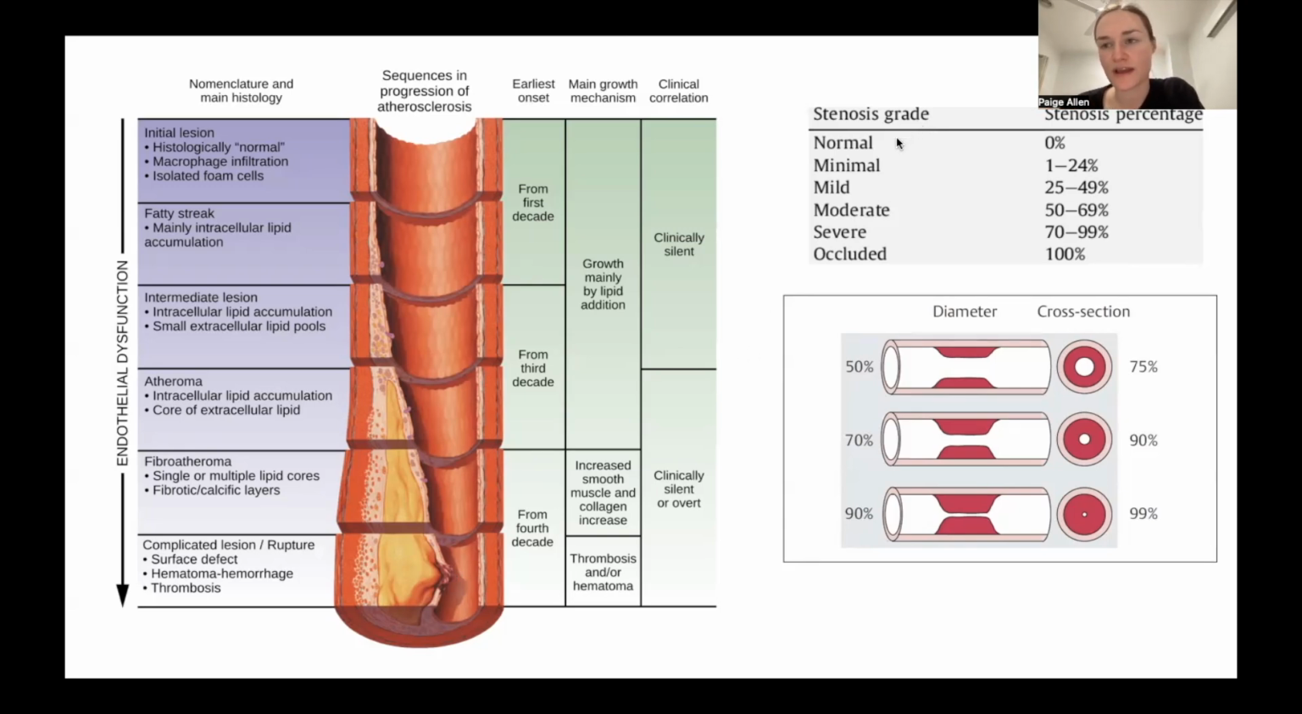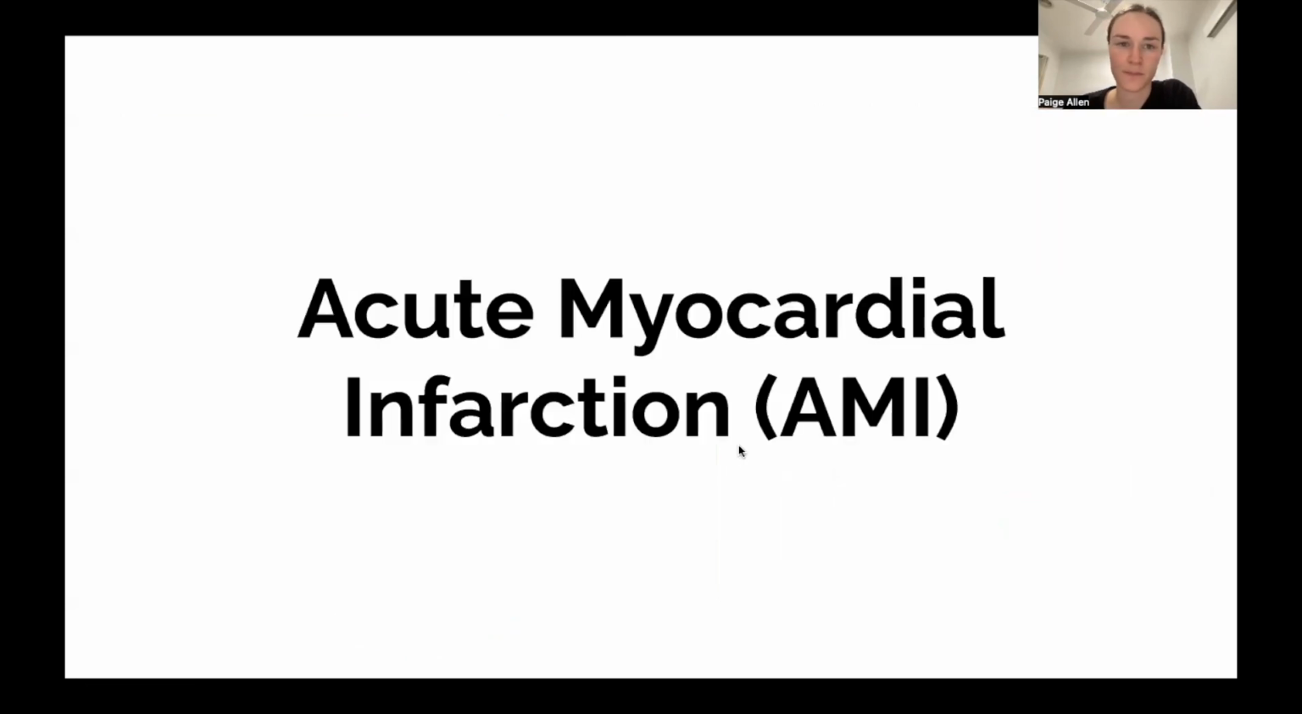So the way that we grade stenosis, which is just the narrowing of vessels, is using this chart here. You'll notice that generally we don't actually care about it until it's more than 70% occluded, which is kind of shocking when you think about it. Like in this case, this vessel is probably now 70% occluded. So until that point, you're probably not going to get symptoms from it.